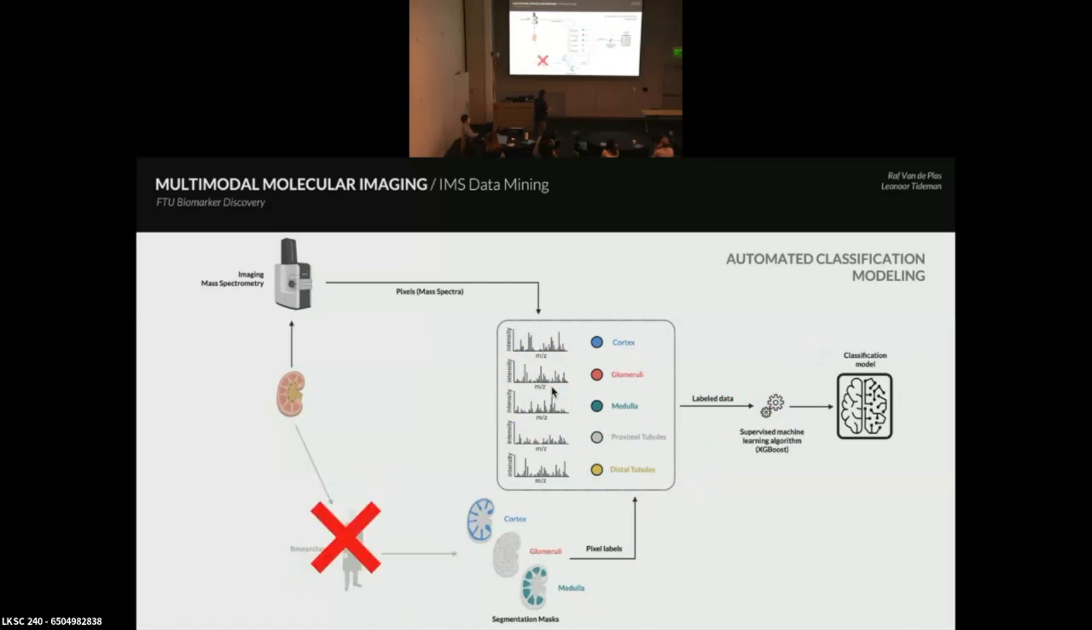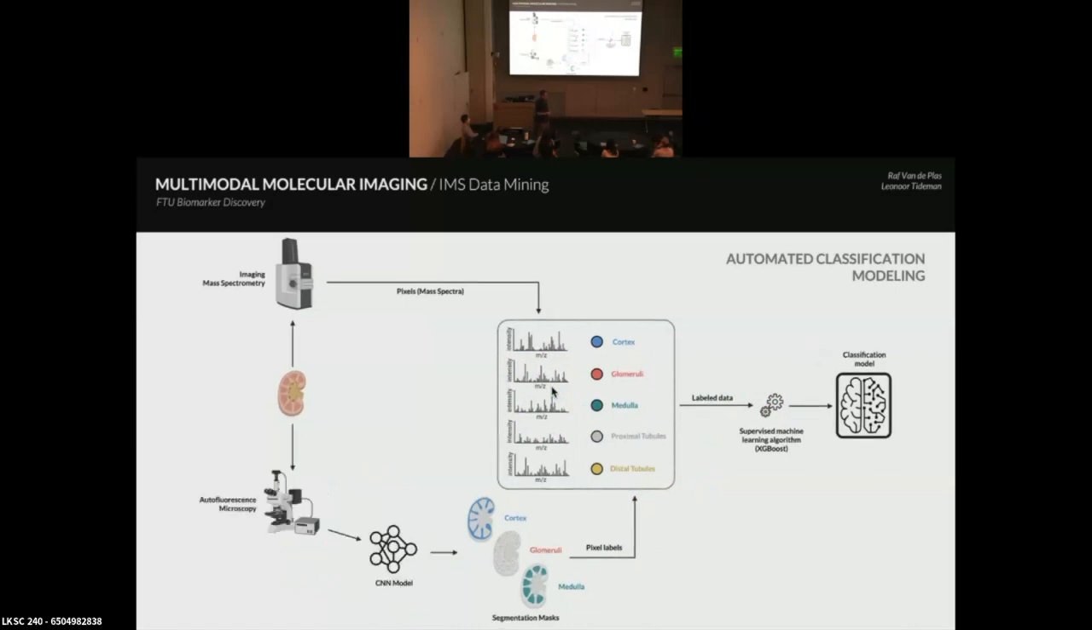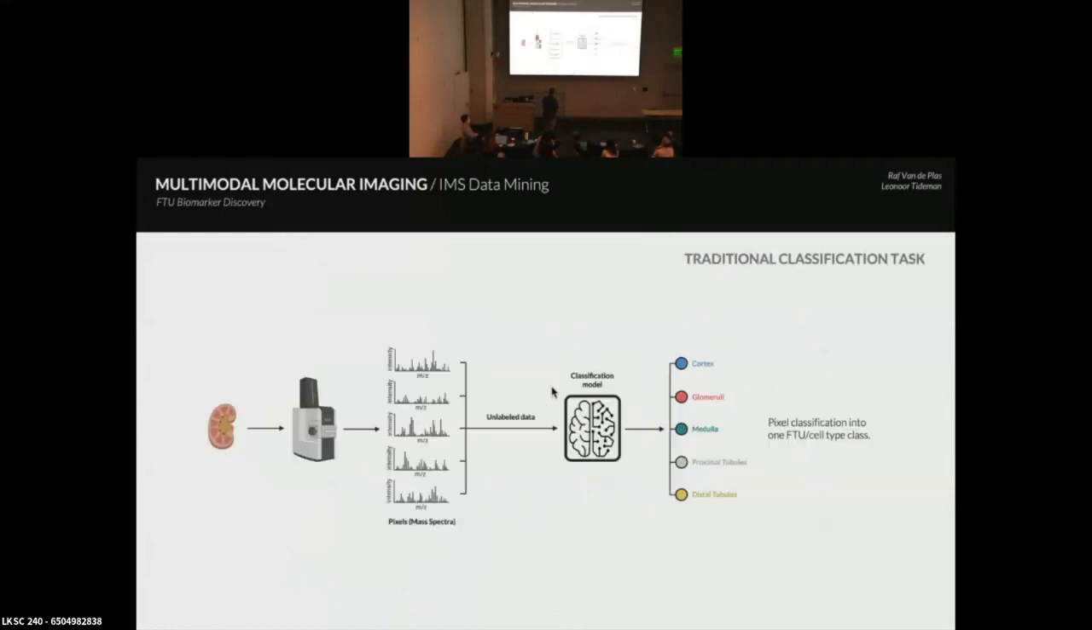Of course, we don't want to do that. We're going to use the segmentation masks that we've automatically generated with the autofluorescence. So we can do this across all of our patients and across hundreds of thousands of instances of functional tissue units. So we can build very robust classification models. And then normally what people do is they show up with new spectra and they say, okay, computer, tell us what functional tissue units that's associated with. We don't really care about that in this case, right? We already know how to segment the data. We can already associate those pixels with the segmentation map.